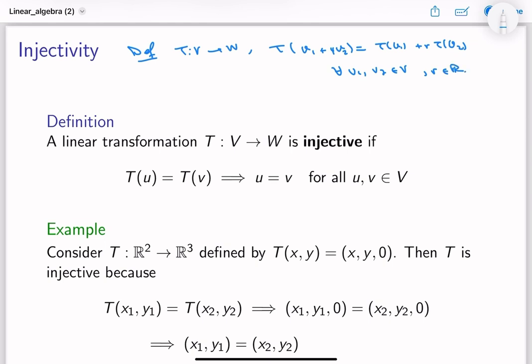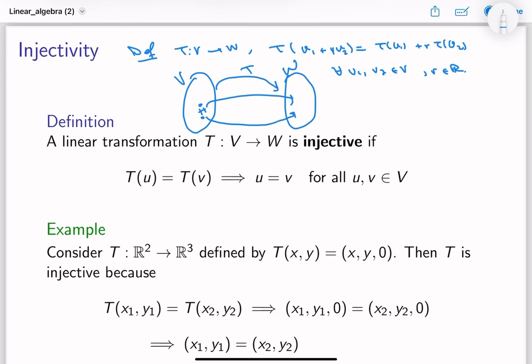Now the first definition we're going to make in this video is the definition of injective linear transformations. So a linear transformation is a map between two vector spaces, V and W, say. Injective linear transformations have the property that if you have two points in the domain that are not the same, then they cannot map to the same point. So if they map to the same point, they've got to be the same. This is what I'm trying to say.